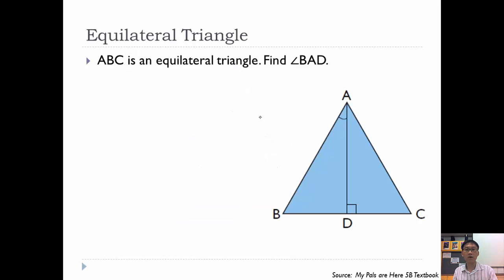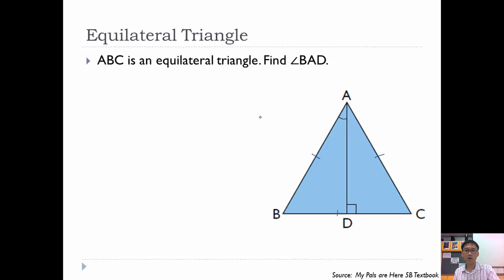Let's look at this example. ABC is an equilateral triangle, so that means this, this and this are all the same. Find angle BAD. So I'll find this angle. How do I do that? Now, oftentimes questions are not so straightforward. They will mix different types of triangles together. So you need to use whatever you've learned for right angle, isosceles, and equilateral triangles to help solve this puzzle. Always think of it as a puzzle. I like to think of angles in a triangle as a puzzle, so it's fun to solve. Let's take a look.